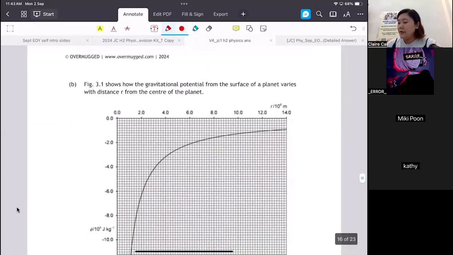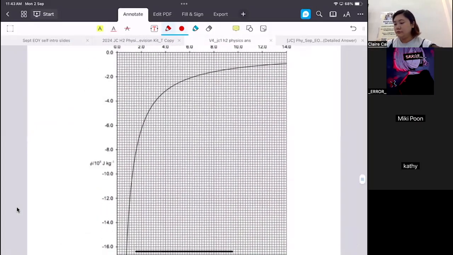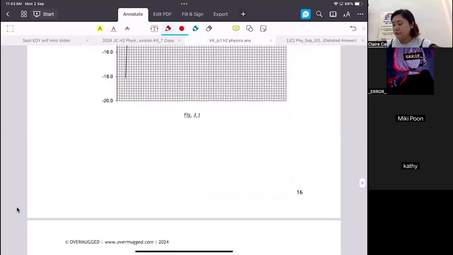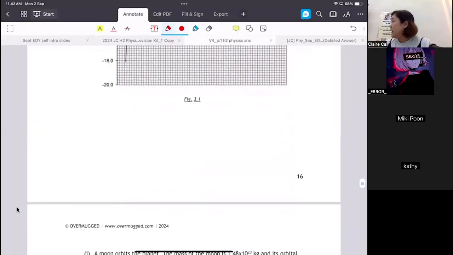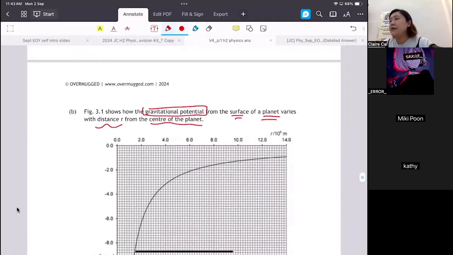Okay, for part B, this one shows how your gravitational potential from the surface of a planet varies with a distance r from the center of the planet. And in this question now, they specifically say a planet. They never say Earth already. So please don't assume it's Earth.